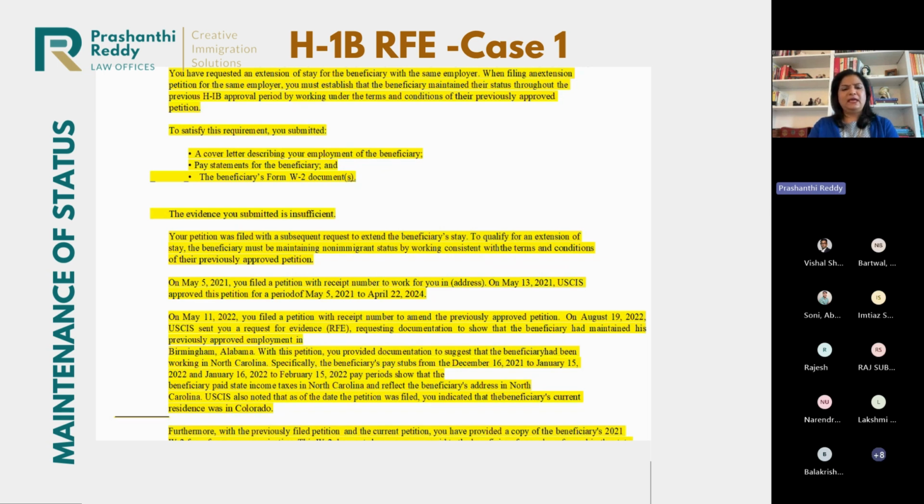So they continued to pay taxes for North Carolina. They continued to use his North Carolina address, which was his old address, while paying his taxes, etc. Everything was North Carolina, even though physically he was located in Alabama. So this was more a tax violation. They didn't actually violate immigration law.